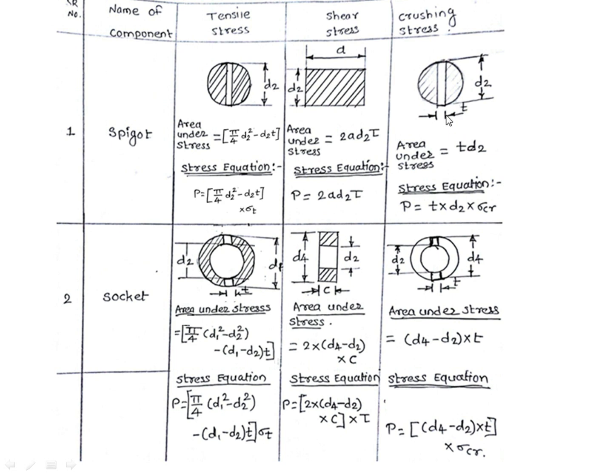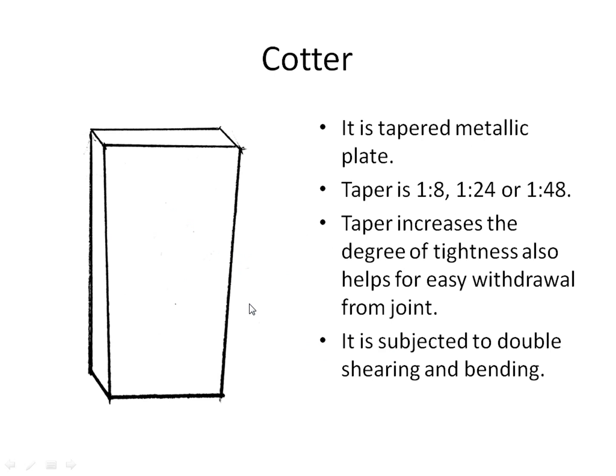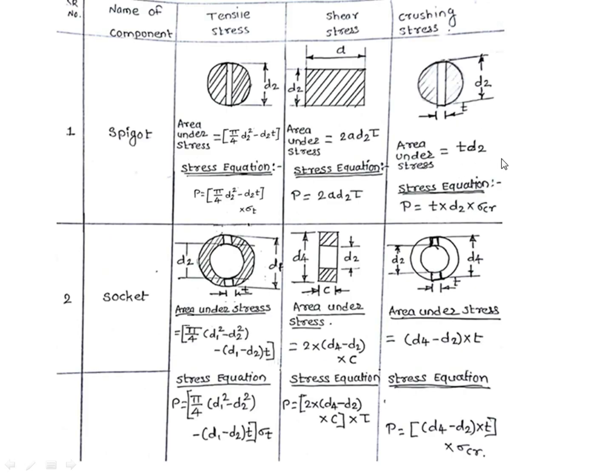Next and last type of stress induced in the spigot is crushing stress. The area under crushing stress is this thickness of slot and length of cotter which is in contact with spigot. The length of cotter in contact with spigot will be equal to its diameter, that means d2. Therefore, area under crushing stress will be T into d2. The strength equation for the crushing stress of spigot will be load equals area into stress. Load, that is P, equals T into d2 into sigma CR. So this is about the strength equation for spigot.